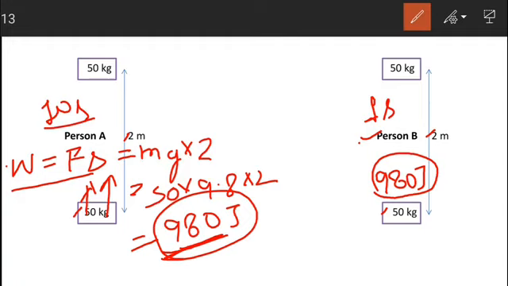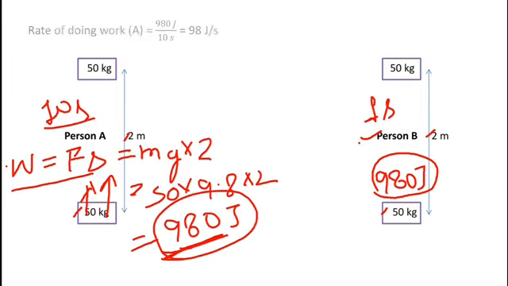So first let us calculate the rate of doing work by person A. So the rate of doing work by person A is equal to the total amount of work, that is 980 joule, divided by the total time taken, that is 10 seconds. So it comes out to be 98 joule per second. What does this mean? It means that person A has the capability to spend 98 joules of energy every second.